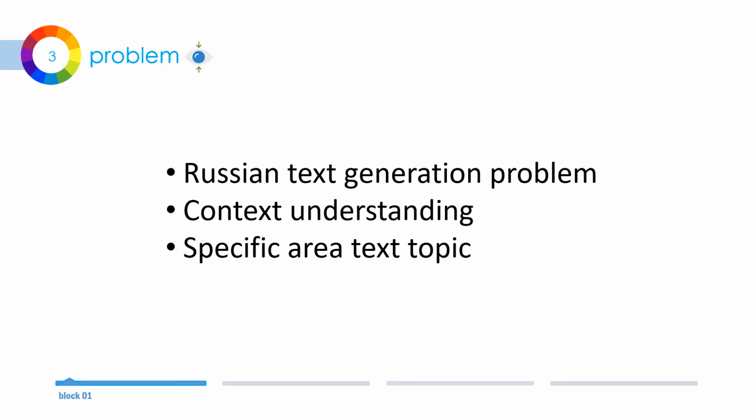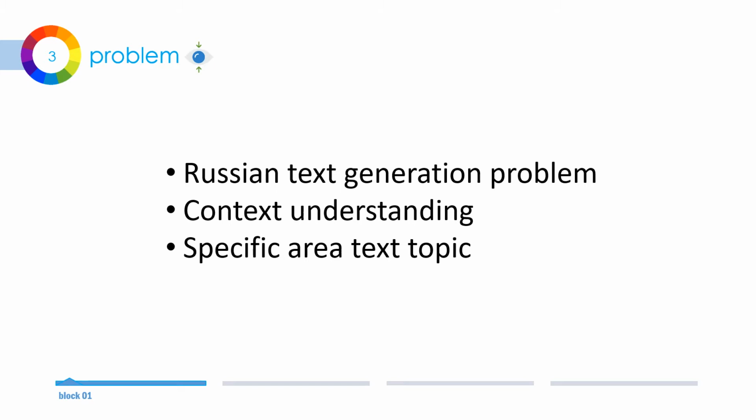The third problem we have is that mostly such models generate text not about some specific subject area, but about different random topics. Our task is to adapt the model in such a way that it will be able to generate text in one or several similar areas.